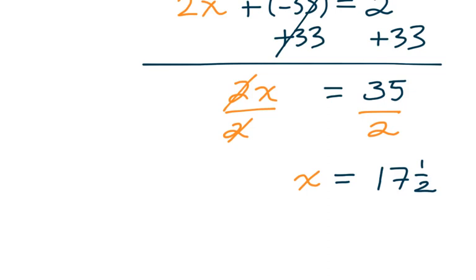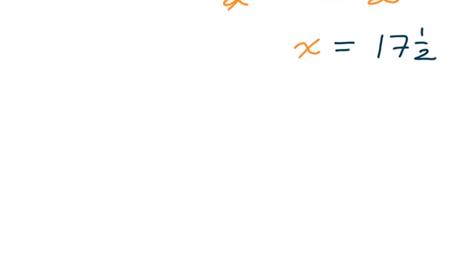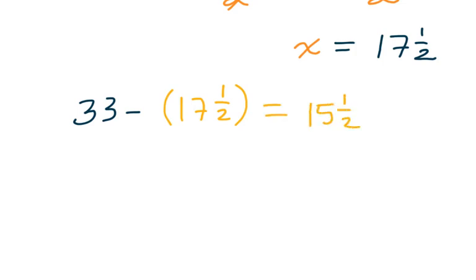Now what I also know is that I'm looking in this part of the problem for the smaller value, and since the smaller value can be found with the original expression 33 minus x, let's substitute in for x. So we'll substitute 17 and a half, and when I do that, 33 minus 17 and a half is equal to 15 and 1/2. So now I know what the value of the smaller number is.